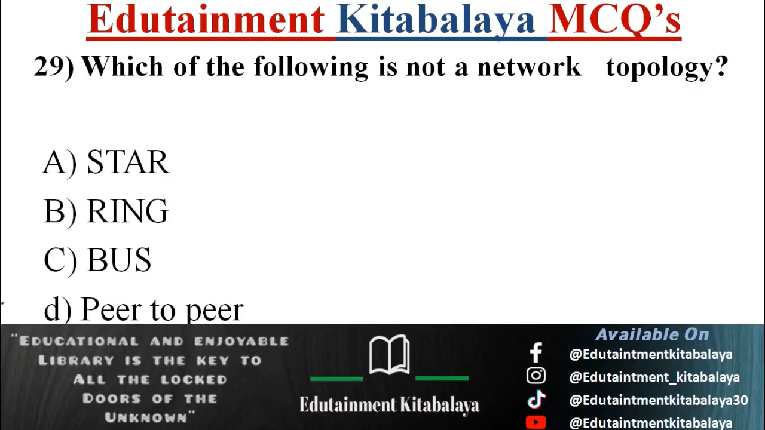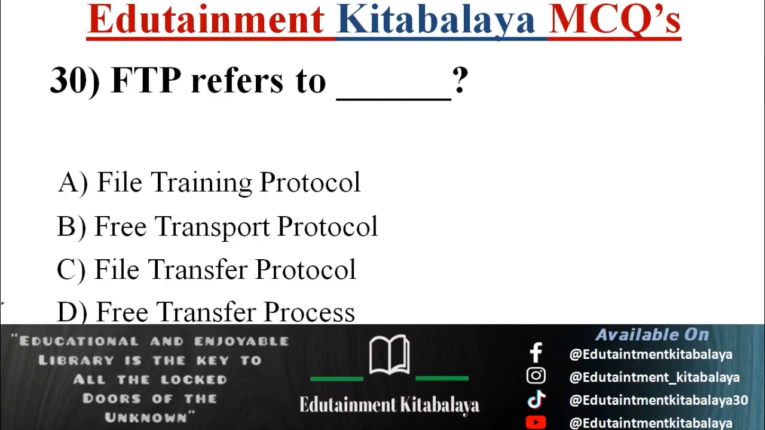Question number 29. Which of the following is not a network topology? A. Star. B. Ring. C. Bus. D. Peer-to-peer. Correct answer is D. Peer-to-peer.